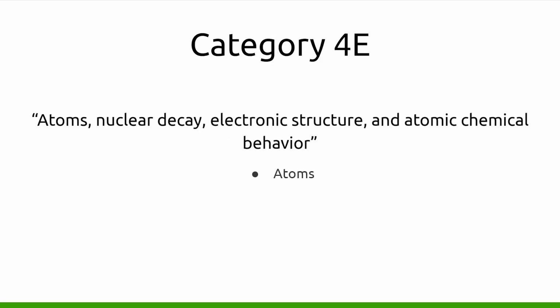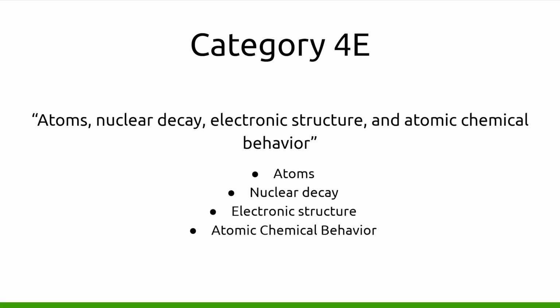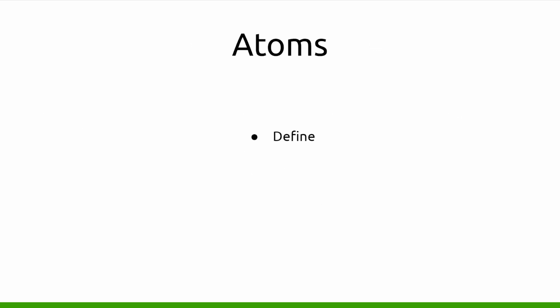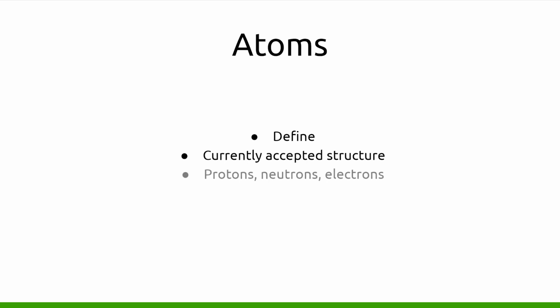For 4E, we've got atoms, nuclear decay, electronic structure, atomic chemical behavior. This one's pretty explicit about each one of those things. When I'm thinking about atoms, I've got to define what an atom is. The atom's structure has changed so many times over time, but what is currently accepted as the structure of an atom? So thinking about protons, neutrons, and electrons.